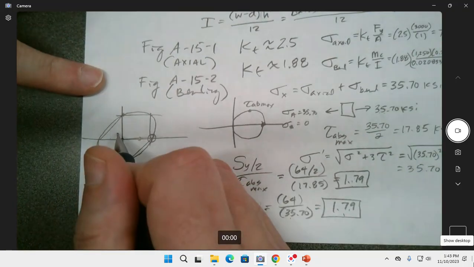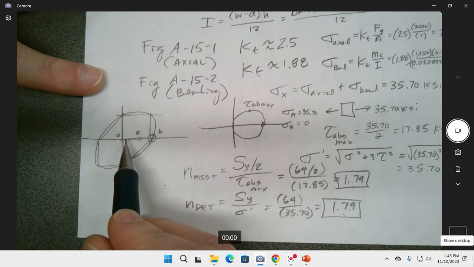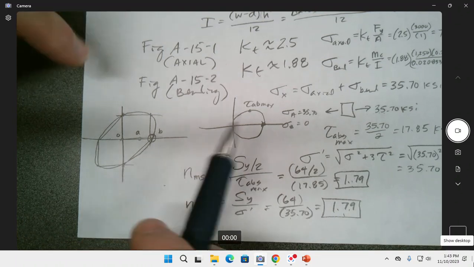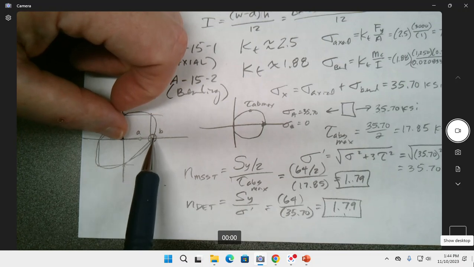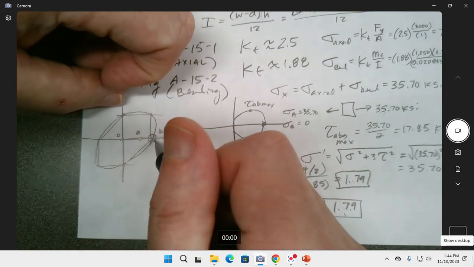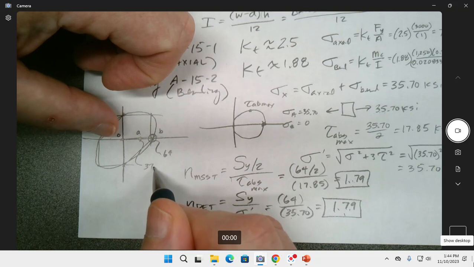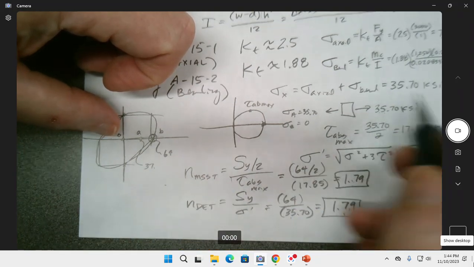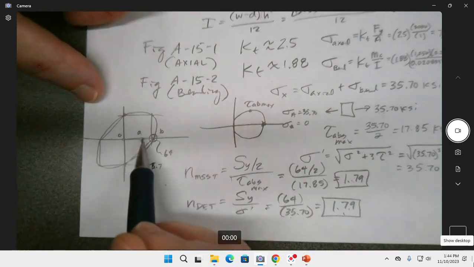In this one right here, I would go maybe 0, A, and then where the line crosses, B, right here. I was just trying to pick it out where this was not quite twice, because it's not quite twice the distance. This right here would be 64, and this right here would be 35.7, that point right there.